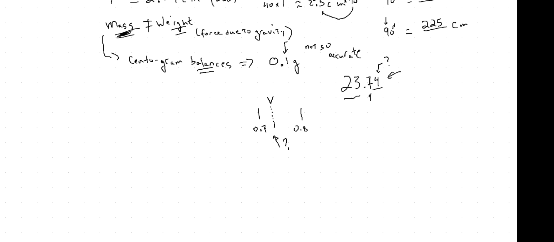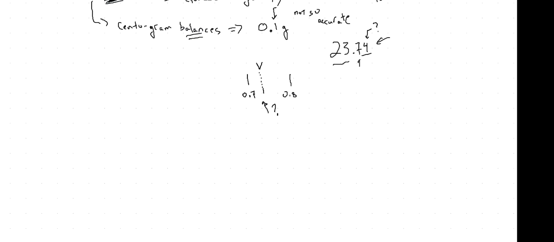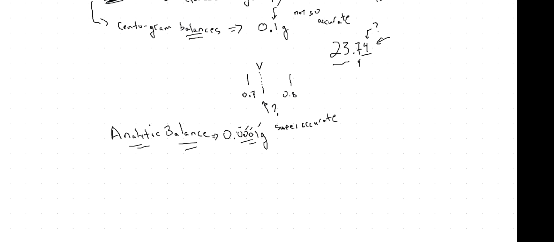Now there's another balance in lab, and it's called the analytic balance. Again, it's another way of measuring mass. But the analytic balance is going to measure things to 0.0001 grams. So that's 10th, 100th, 1,000th, 10,000th place. So this is super accurate. In fact, it's the best thing we have to measure mass in this lab.